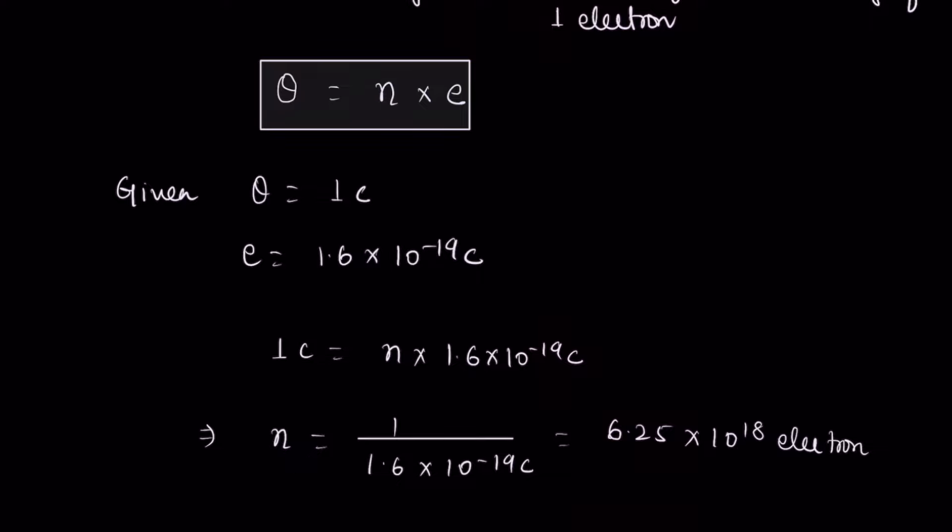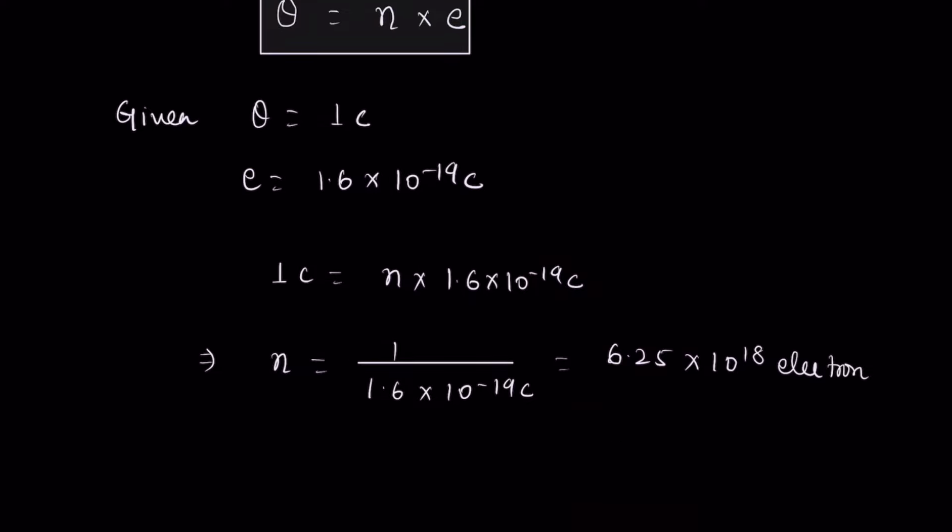So you see that in 1 coulomb, 6.25 into 10 to the power 18 electrons are present. So it's a very big unit. The number of electrons is a very big number. So that's why 1 coulomb is a big unit, because it contains a lot of electrons. I hope you understood this point.